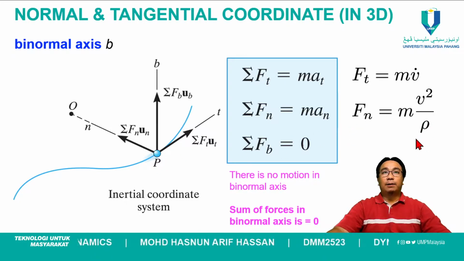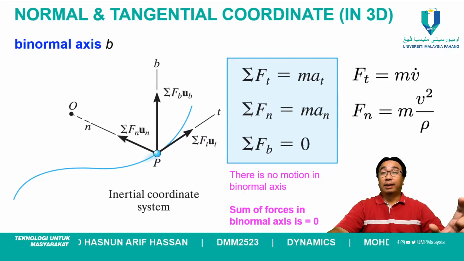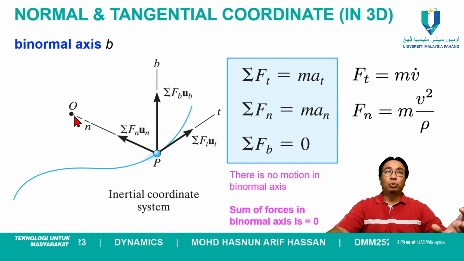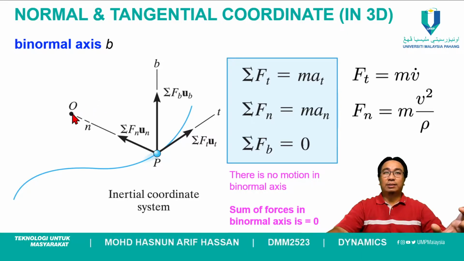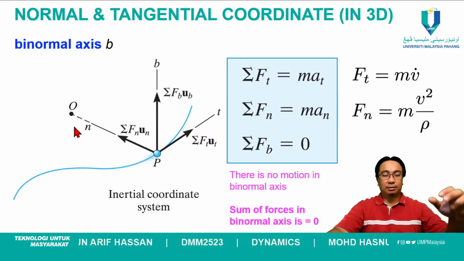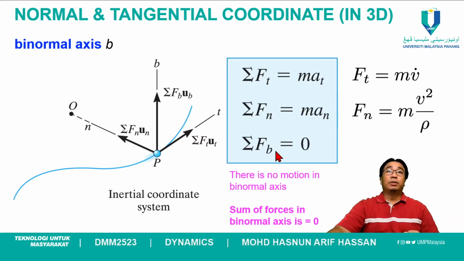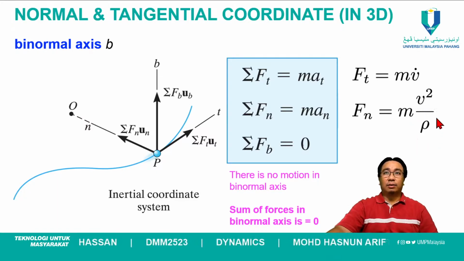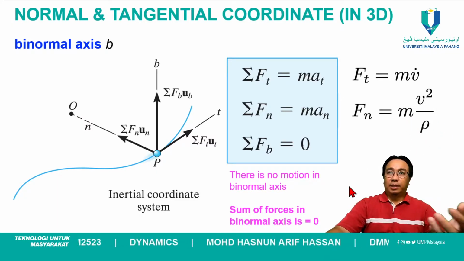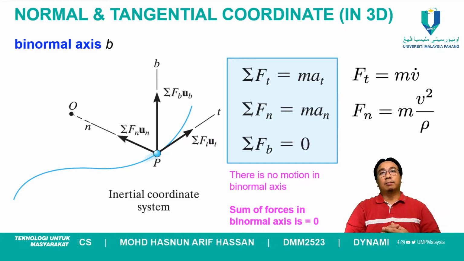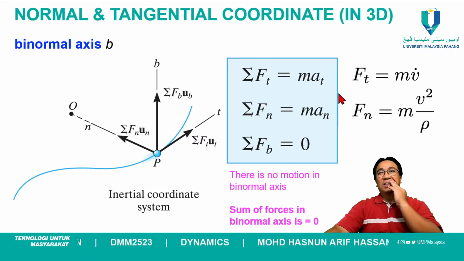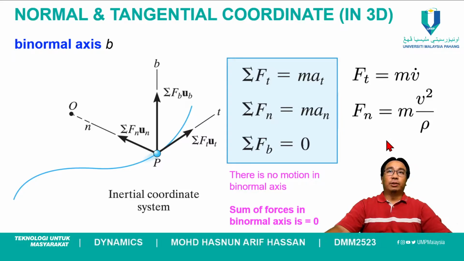Rho is the radius from the particle to the center point of the arc, the center point of the path. So in this case, rho is the distance from P to O. That is the value of rho. Sometimes rho can be given in the question, sometimes we have to calculate the value of rho. So this is basically all the things that you need to know for this subtopic.